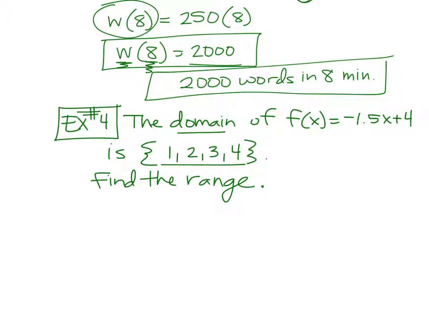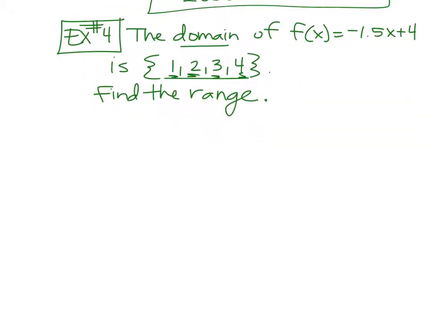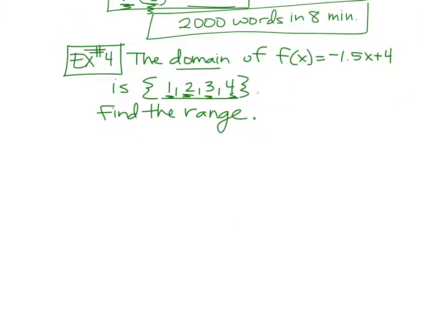Plug them in, right? You plug in all of your x values. So 1, 2, 3, and 4 are going to get plugged in for x. Here's what that looks like. If I have f of 1, what I'm saying is I'm plugging 1 in for my x value. So I would do f of 1, and you come back up here, negative 1.5 times 1 plus 4.